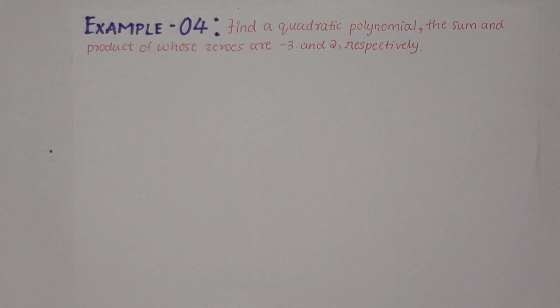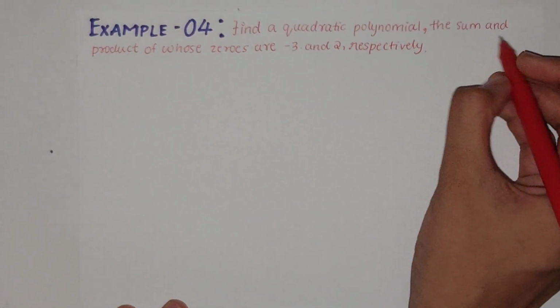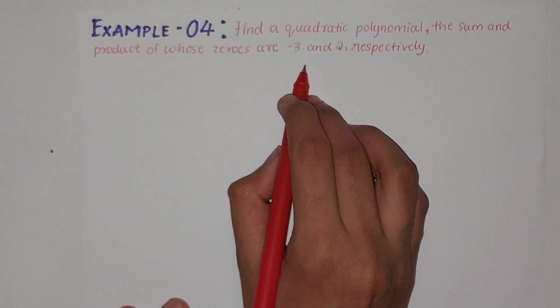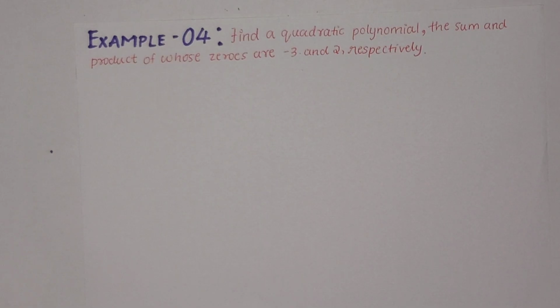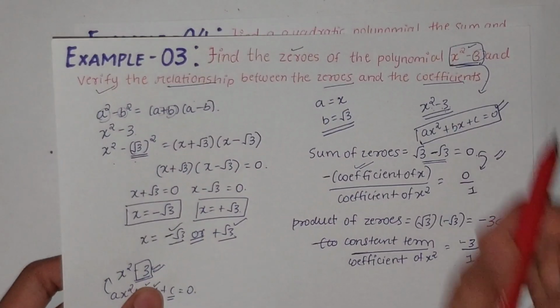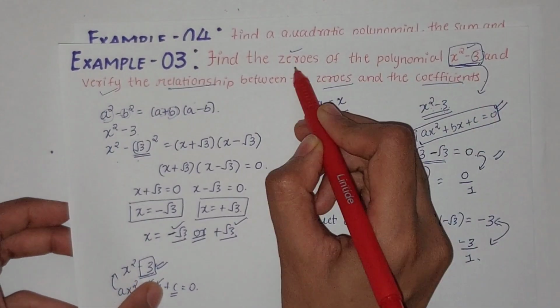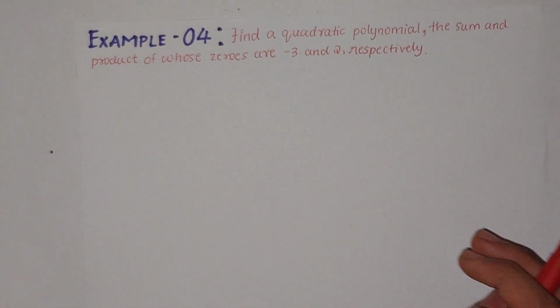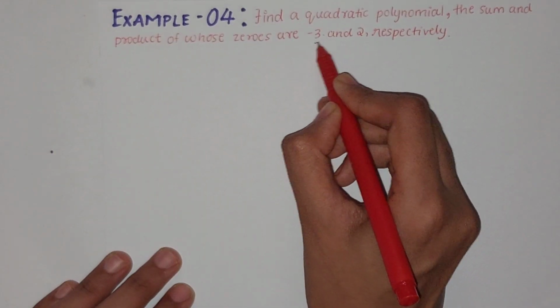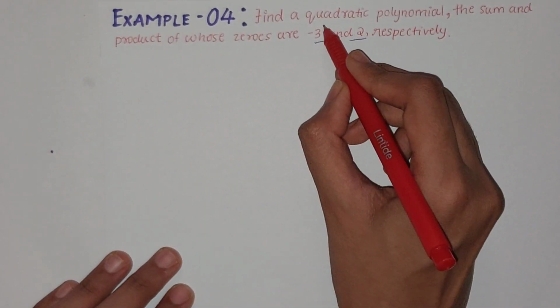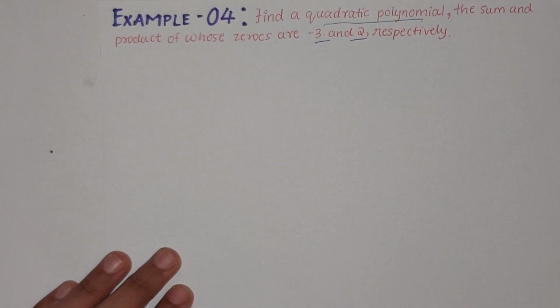Okay, what is the question telling us? Asking us, find a quadratic polynomial, the sum and product of whose zeros are -3 and 2 respectively. Earlier, they had given you the polynomial and told you to find the zeros. But now they are telling you, they have given you zeros, and they are asking you to find out the quadratic polynomial.